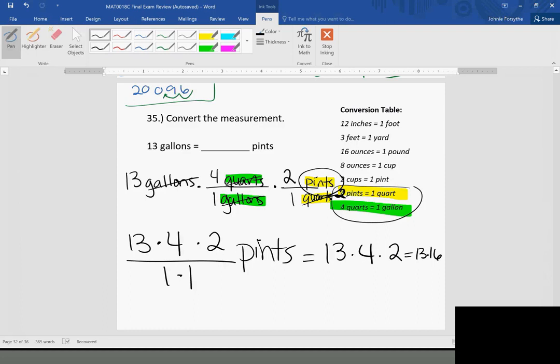So now, let's see. So I have 13 times 8. So 13 times 8. 8 times 3 is 24. Carry the 2. 8 times 1 is 8. Plus 2 is 10. The answer is 104 pints. But the main thing here is lining up your units so that what you want to cancel out is at the top and the bottom, and what you want to be left with is the last unit standing at the top.